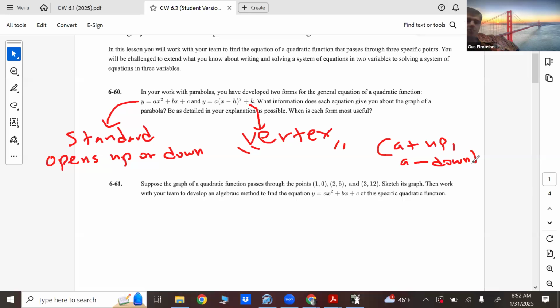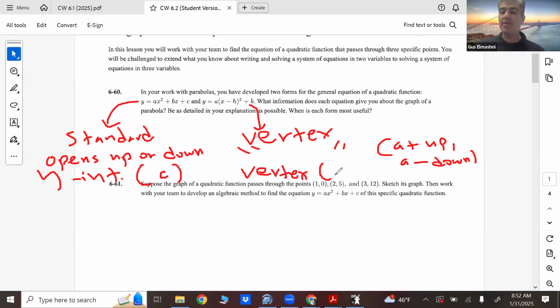Now, this one also tells us the y-intercept. What letter in the standard form gives us the y-intercept? Perfect. I can't get the y-intercept for the vertex form, but it will tell me the vertex. And what letters tell me the vertex? H and K.